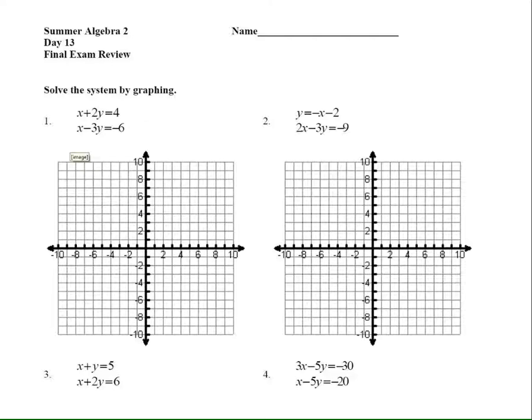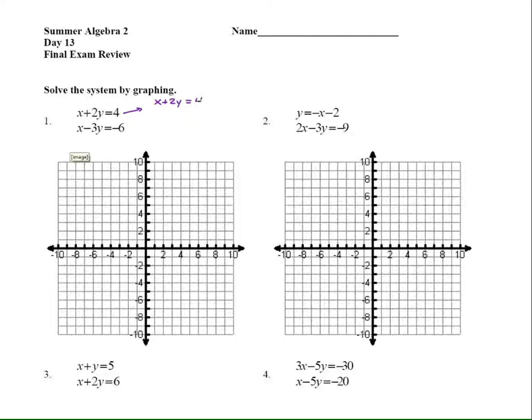Just a reminder, the solution to a system of equations is the ordered pair where the two lines cross, graphically, or algebraically, the ordered pair or the values that make all equations in the system true. So looking at number one, I want to graph both of those lines. What I should notice is neither line is in slope-intercept form, so I'd first want to do that.